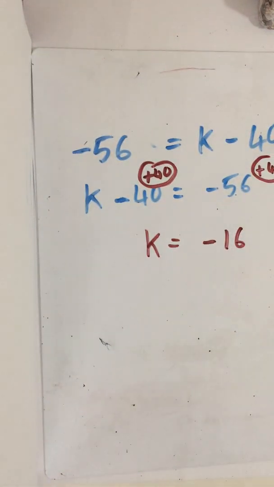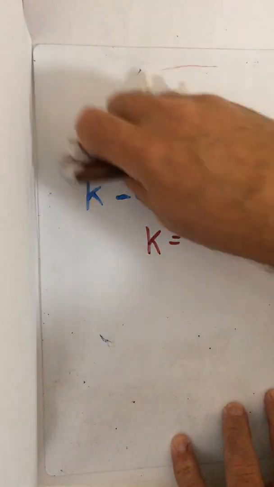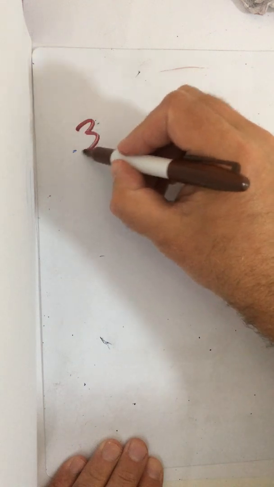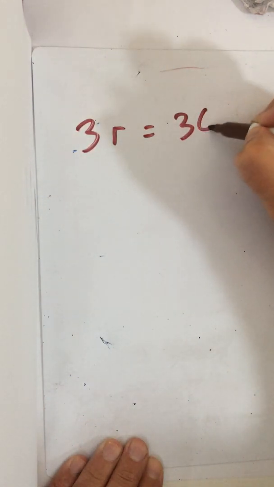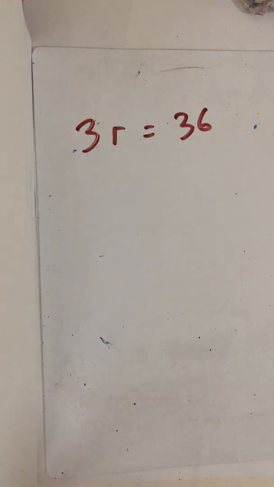Hopefully that was fine. Hopefully you were okay with those. Now we're going to look at some other questions. So now we've got 3r is equal to 36, and we have to find the value of r.